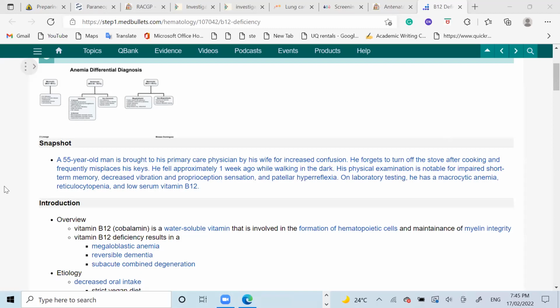So this is how the scenario comes in the exam. They won't give you the lab investigation because it's obvious. They won't give you the low serum vitamin B12, but they can give you some sort of anemia, reticulocytopenia going on.